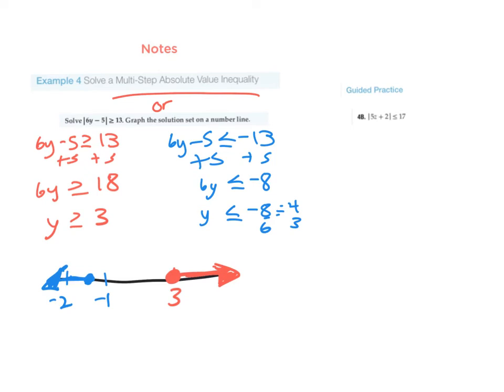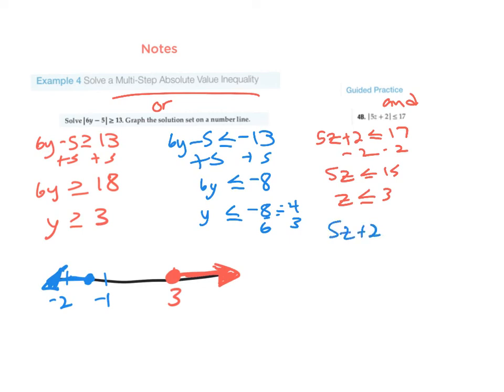All right, let's look at our next inequality. This is a less than, so this is going to be an "and." That means they should be coming together. So I got 5z plus 2 less than 17, minus 2. 5z is less than 15, so z is less than 3. There's my first. And I'll just do the second one here.